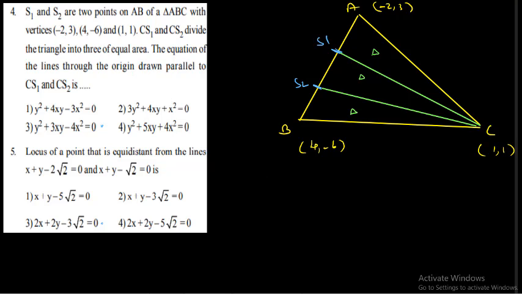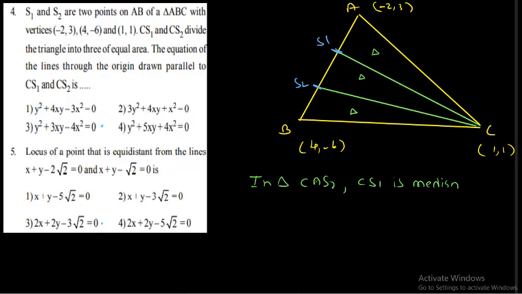Okay, so what happened here? These three triangles are of equal area. For example, take triangle CAS2. In this triangle, CS1 divides the triangle into equal areas, which means CS1 becomes the median of the triangle. Then I can say S1 is the midpoint of AS2. Similarly, S2 is the midpoint of S1B. So in triangle CAS2, CS1 is the median.